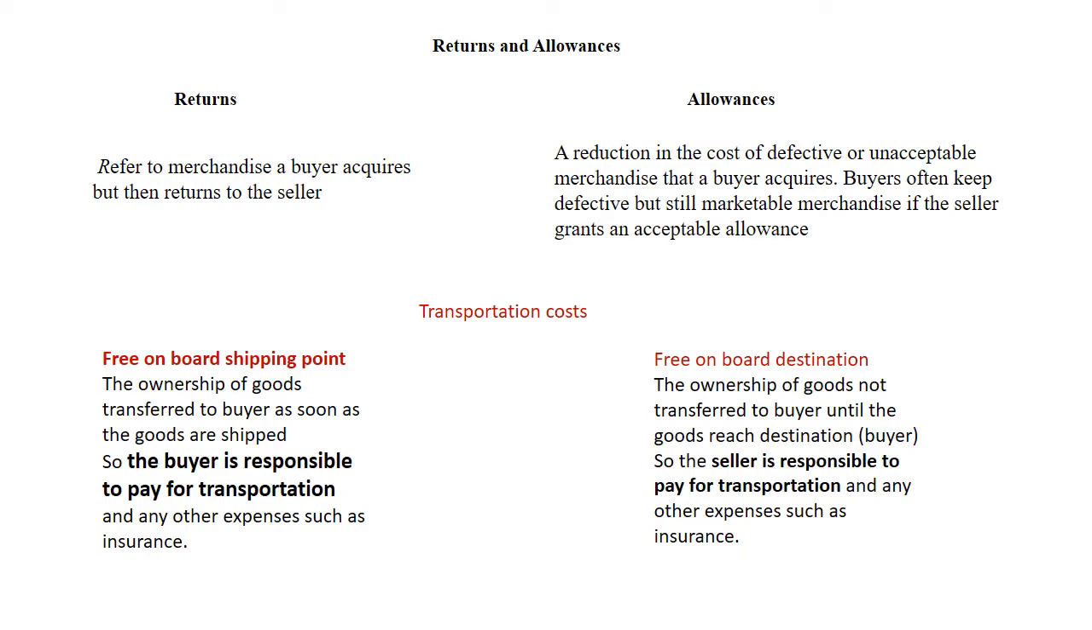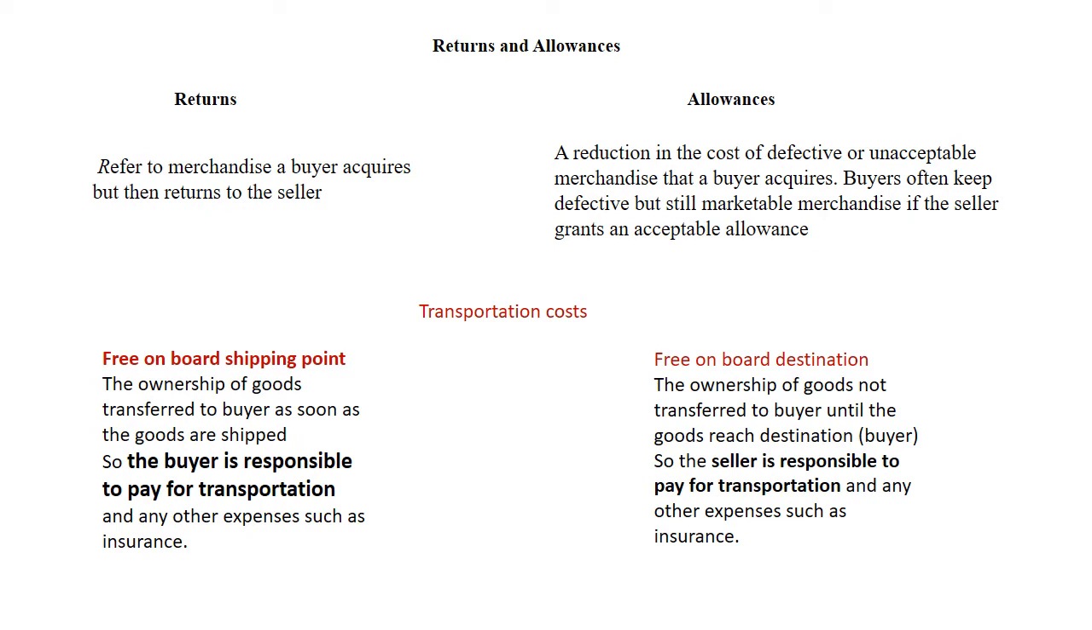If it's free on board shipping point, it means that the ownership transfers as soon as the goods are shipped, as soon as they are shipped on the means of transport. So in this case, the buyer is the one who will be responsible to pay for the transportation of the goods. If the goods were lost on the way to the buyer, the buyer is responsible for this loss because now the buyer owns the goods, because it's free on board shipping point.